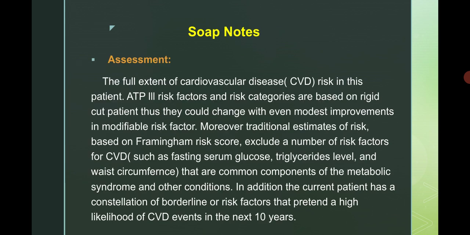Now come to assessment. The full extent of cardiovascular disease risk in this patient: ATP3 risk factors and risk categories are based on rigid cutpoints, thus they could change with even modest improvement in modifiable risk factors. Moreover, traditional estimates of risk based on Framingham risk score exclude risk factors for CVD such as fasting serum glucose, triglyceride level, and waist circumference that are common components of the metabolic syndrome and other conditions. In addition, the current patient has a concentration of borderline risk factors that present a high likelihood of CVD events in the next 10 years.